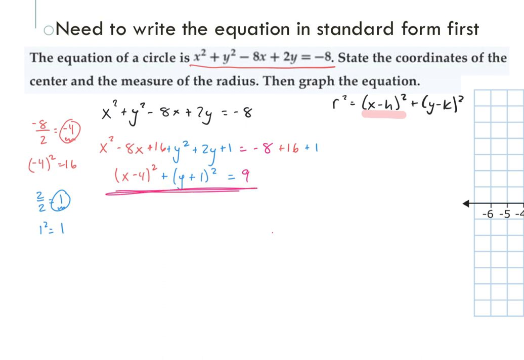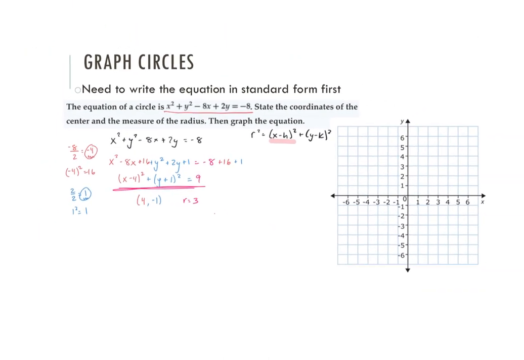Now, if I wanted to pull information out of it, I would say that my center would be 4, comma, -1, and my radius would be 3. And given this information, I could graph quite easily.